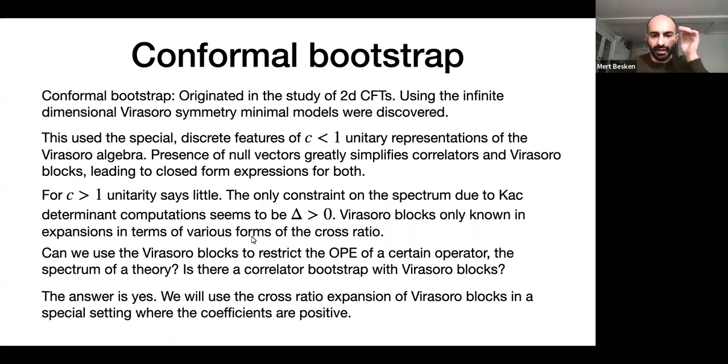So the question I want to ask in this talk is, can we use Virasoro blocks to restrict the operator product expansion, which I'll also define in a moment, of a certain operator, and by way of that, the spectrum of a theory? In other words, is there a correlator bootstrap with Virasoro blocks? And I'll try to convince you that the answer is yes. We will use the cross ratio expansion of Virasoro blocks in a special setting where the coefficients are positive, and we'll use those positivity properties.